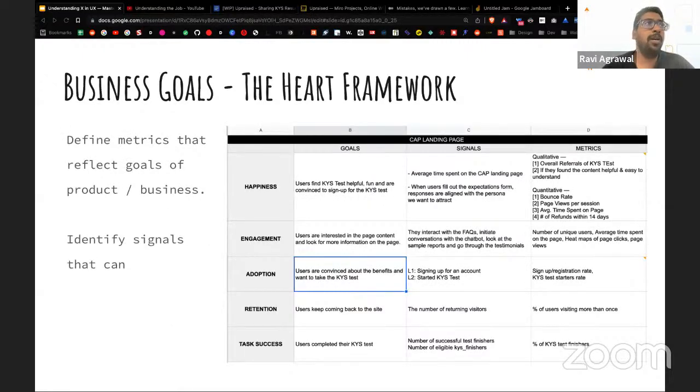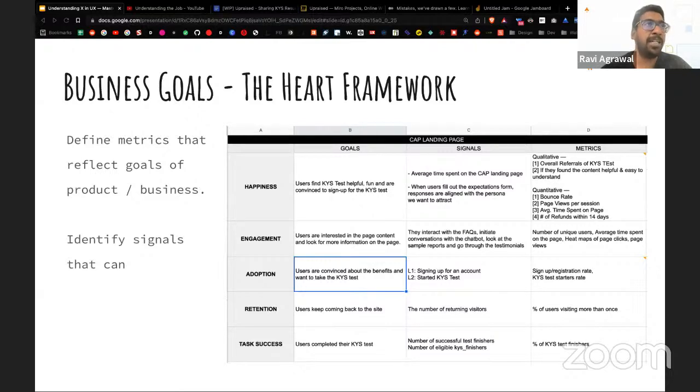Now, how you can use this framework is, across each one of these 5 categories, you will write goals. And you will write the metrics that will help you measure whether you have successfully met these goals, yes or no. And you will identify what signals you have from user behavior that give you an understanding of how this is really working. So to take an example, let's say we have designed the KYS landing page. It's a test for product people to understand their strengths and blind spots.